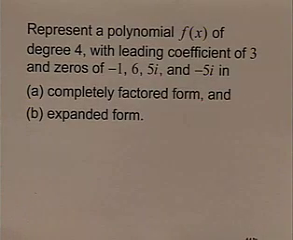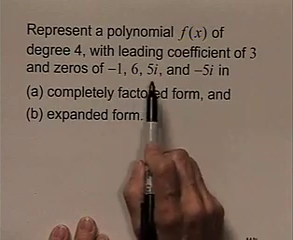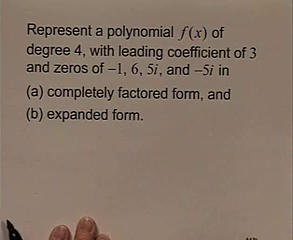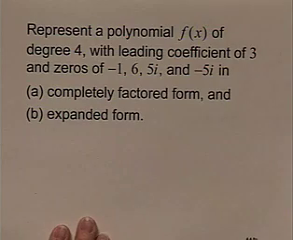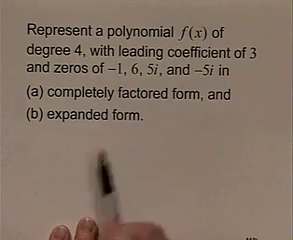Let's try another example that uses those theorems. What we want to do is represent a polynomial f of x of degree 4 with leading coefficient 3 and zeros of negative 1, 6, 5i, and negative 5i. Write the polynomial with the 4 zeros in completely factored form and then in expanded form. So essentially we want to write down a polynomial using this information, first in factored form, then expanded form.